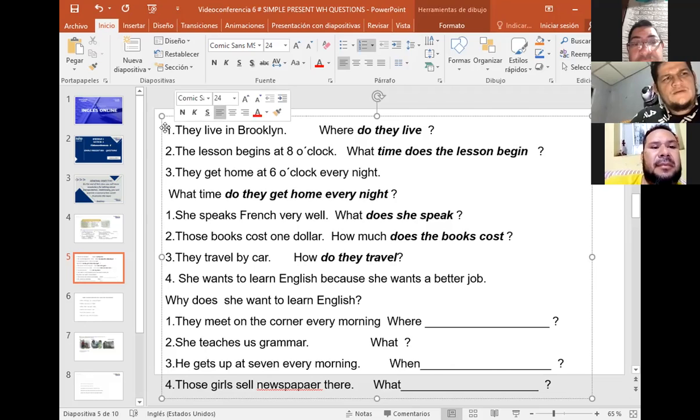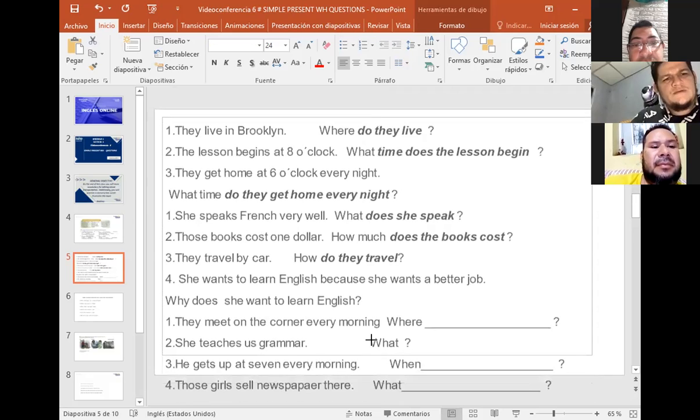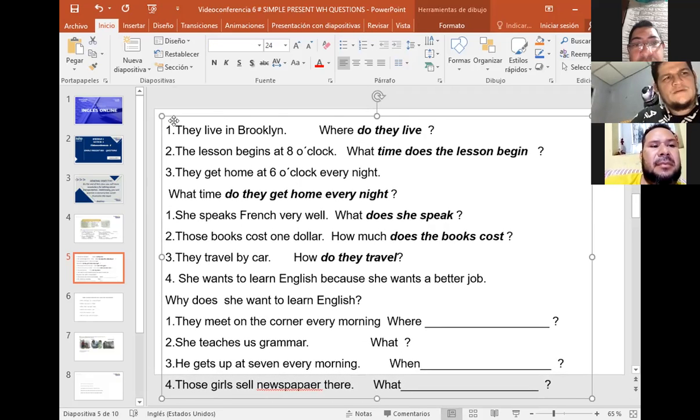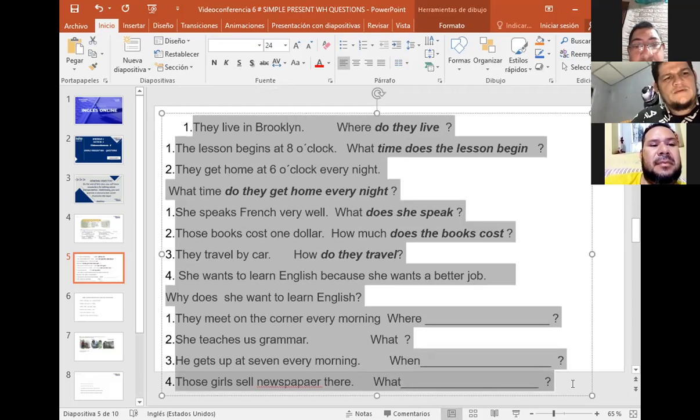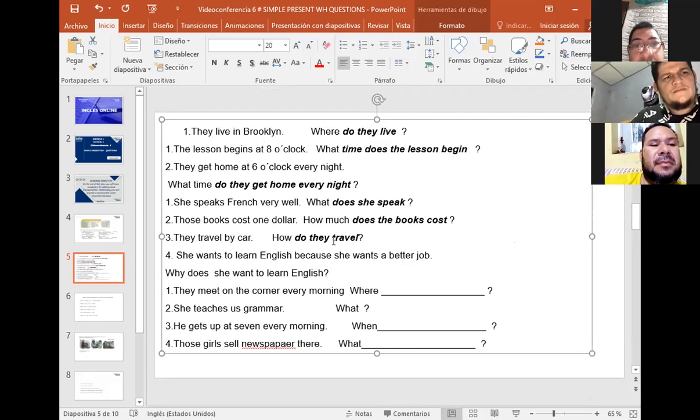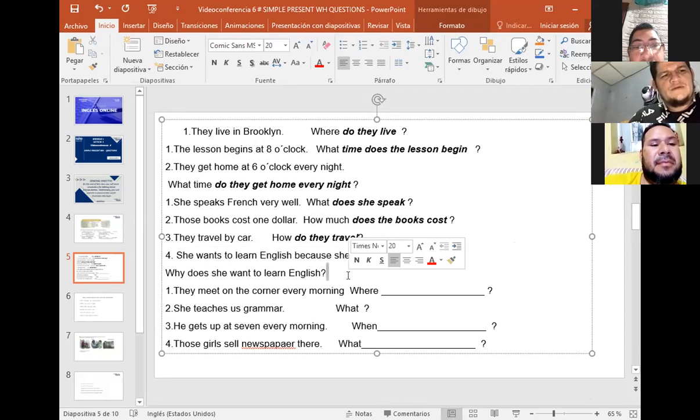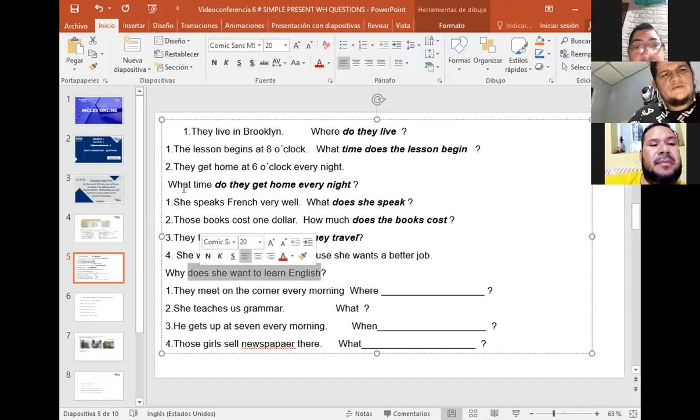Entonces vemos ahí el ejemplo. Look at the sentence. Look at the example. Because she wants to get a better job, right? As we can see the example here. Decimos, she wants to learn English because she wants a better job. Ella quiere un mejor trabajo. Why does she want to learn English? Porque quiere aprender inglés. So ahí vemos the example.